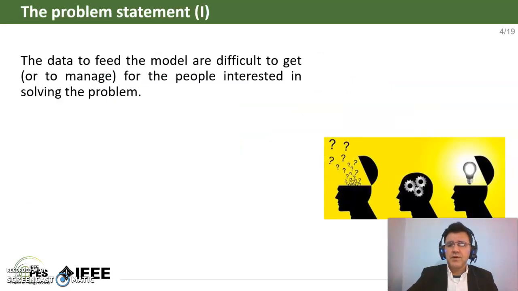But a practical problem arises. The data to fit the model are difficult to get or to manage for the people interested in solving the problem. It would be quite useful if we could get a good approximation to the optimal solution just using a reduced number of data values easily available and with a clear interpretation.